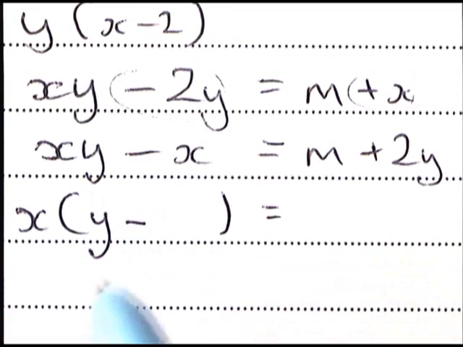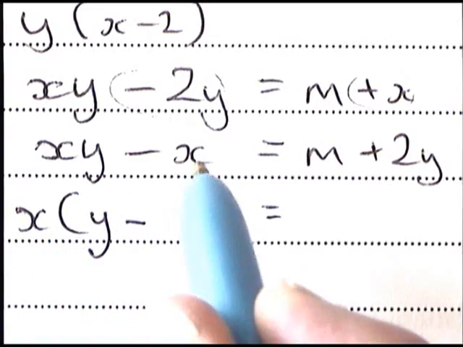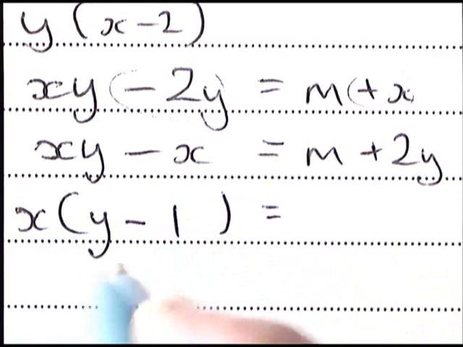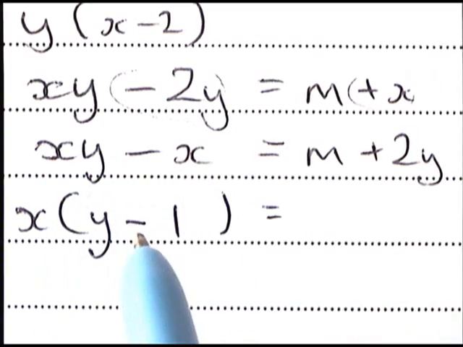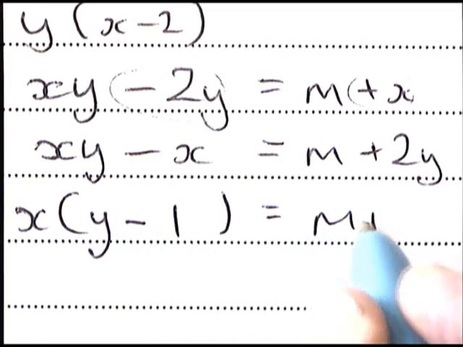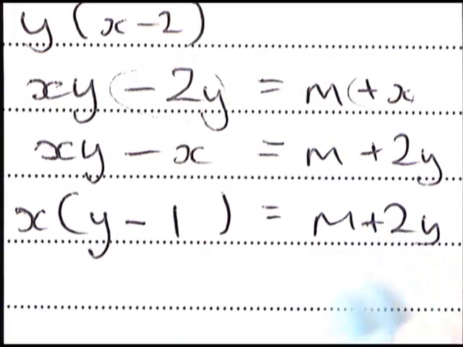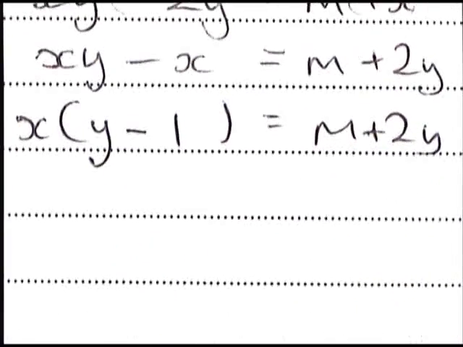Then the sign comes in. What do I times x by to get x? 1. X times by 1 is x. So that bit there and this bit here are equal to each other, and that's still equal to m plus 2y. But the x is now only written down once.